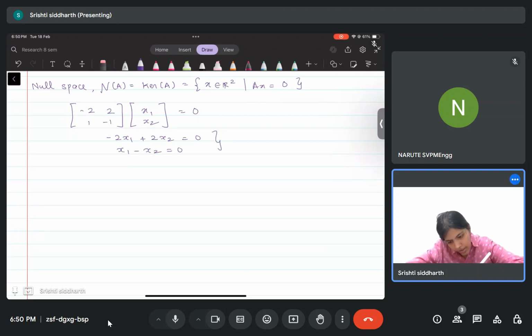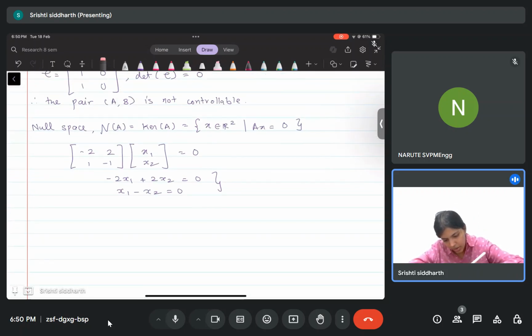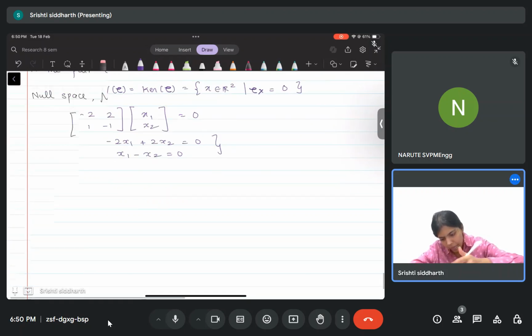This implies that x1 equals x2. Let me check. Sorry, we have to find out the null space of the controllability matrix. So this is not A, this is C. So C applied to x.